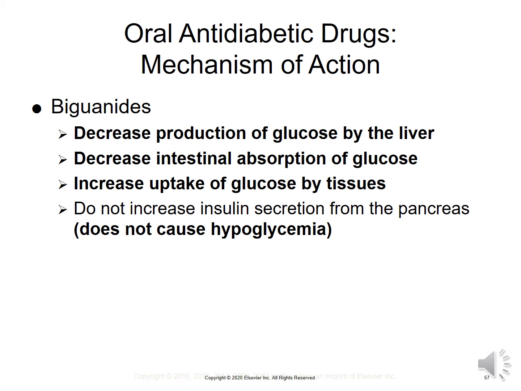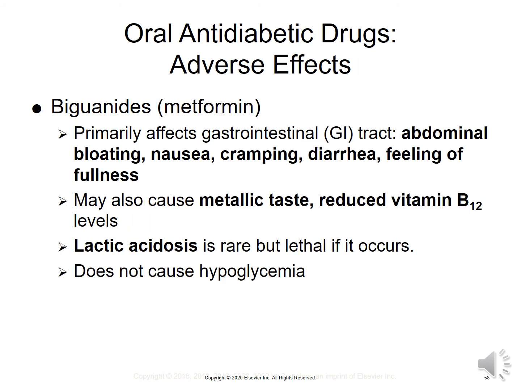Biguanides work by decreasing the production of glucose by the liver, because, you know, the liver, whenever blood glucose levels start to drop, produces that glucose to help keep the glucose in balance. So these drugs decrease that, and they also decrease intestinal absorption of the glucose itself. And they increase the uptake of glucose into the tissues. Okay, so metformin is your example of this medication.